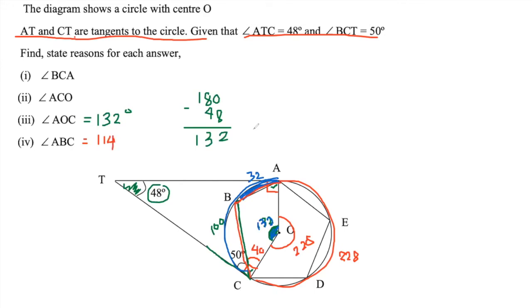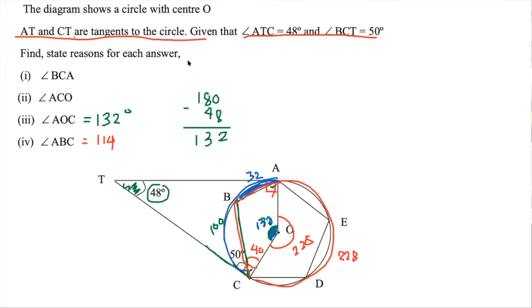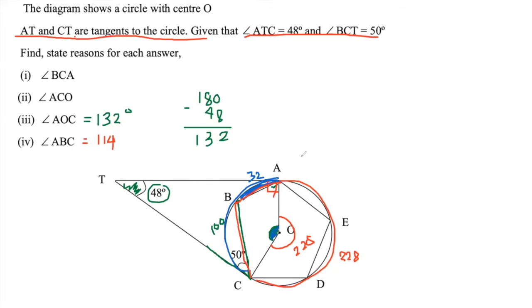Let me just clear this part right here so that it's clear what I'm looking for. Let me use orange. I'm looking for this angle ACO. If I will be able to look for ACO, then I will be able to look for BCA, since I know that the whole thing right here is 40 besides 50. But ACO is actually formed by the obtuse angle wherein this is 132.